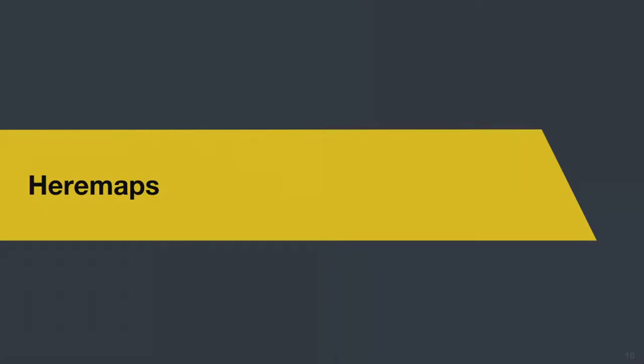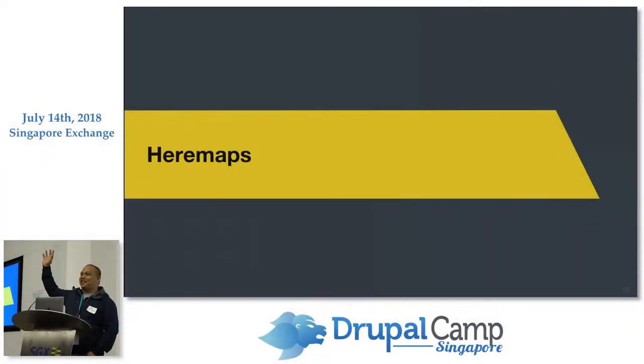So let's talk about Heremaps. I don't know if you're familiar with Heremaps. Anyone in the room use Heremaps? Anyone, guys? No, all right. Actually, you've been using it. You've been using Facebook, right? The mapping provider of Facebook is Heremaps. And then you're using Uber too. Uber uses Heremaps maps, and Microsoft is using Heremaps technology.